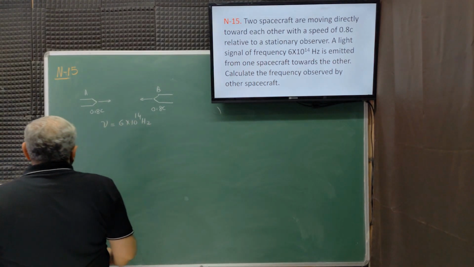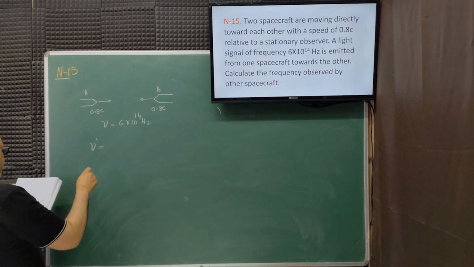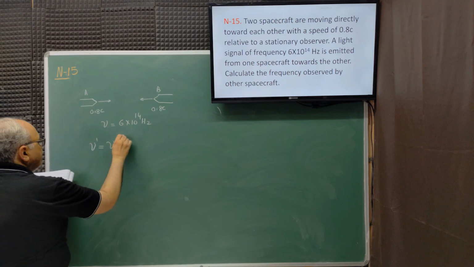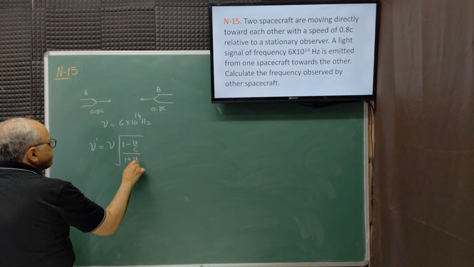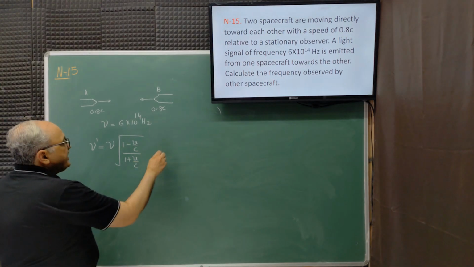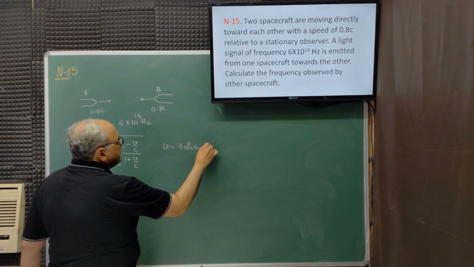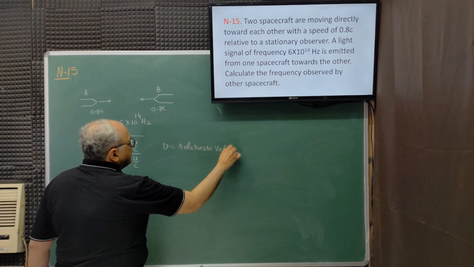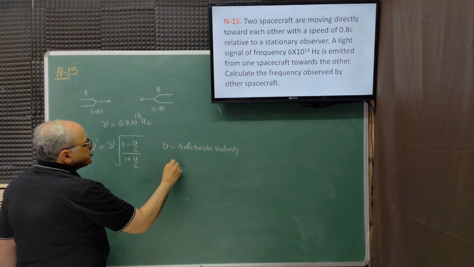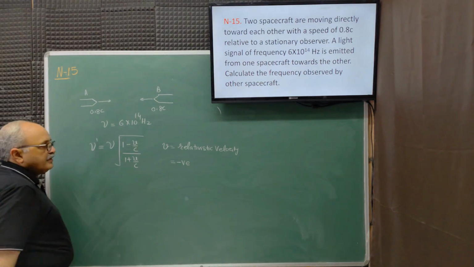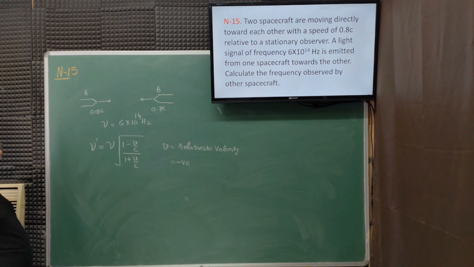So we know that from the longitudinal Doppler effect, the formula is nu original times square root of (1 minus v by c) divided by (1 plus v by c). But we have to take v as the relativistic velocity. And moreover, if they are approaching each other, we should treat this as negative. So let's first of all calculate the relativistic velocity. The negative sign we'll use later.